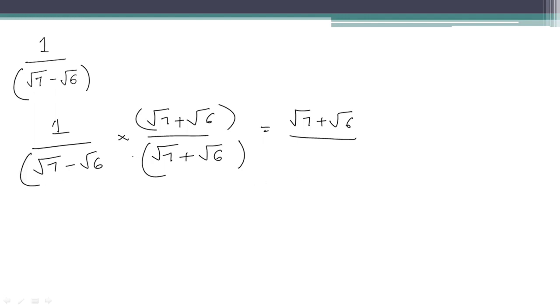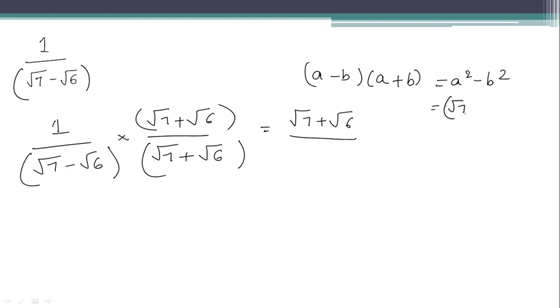Now here root 7 minus root 6 into root 7 plus root 6 is in the form of a minus b into a plus b. What is a minus b into a plus b? That is a square minus b square. So what do we have in the place of a? In the place of a we have root 7. So we can write root 7 square minus root 6 square. We can substitute this value here.